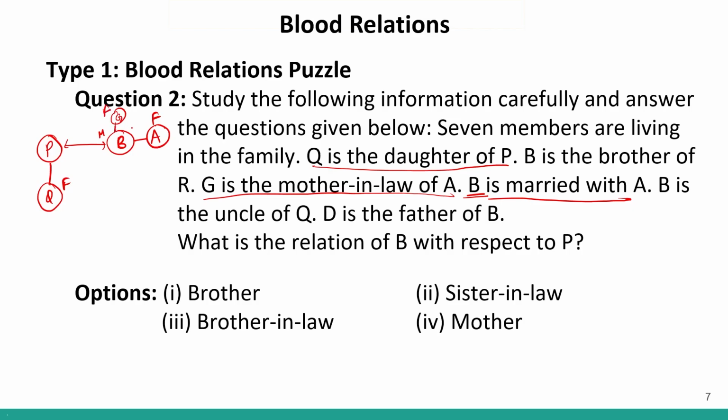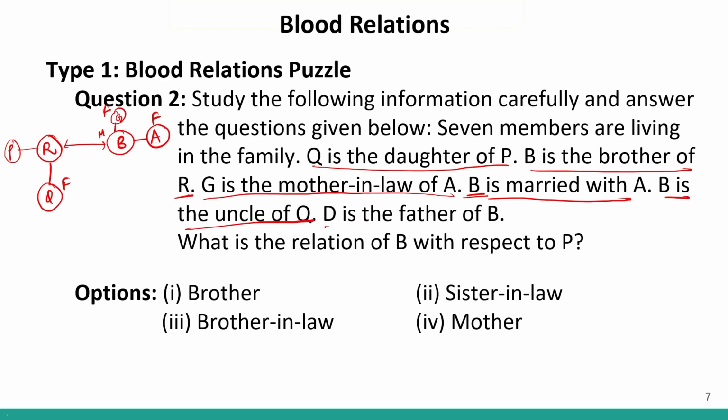Because G is the mother-in-law of A, that means G has to be female. Correct? G has to be female and G will be B's mother. It is given to us B is the brother of R. So now this will change. We will get P over here and R over here. We have used this information.